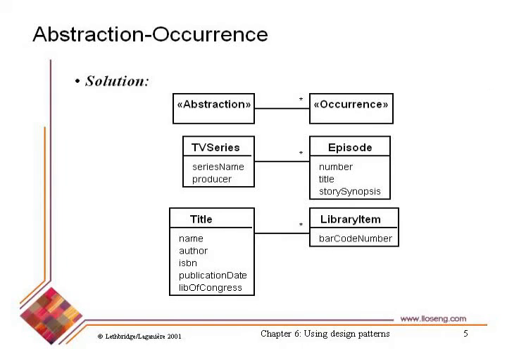For example, we have an abstraction, the TV series, which has a number of occurrences, the episodes. And the abstraction, the title of a book, the title, has many occurrences, books, the library items, which you can actually borrow and have barcode numbers.